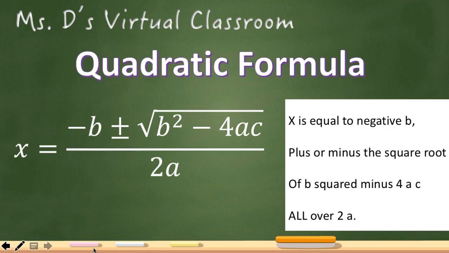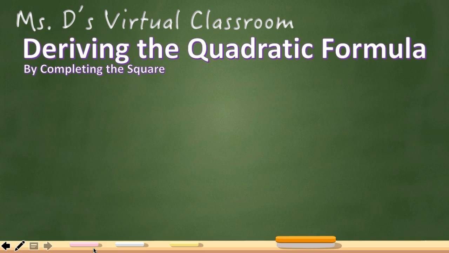Now that you have the formula, I'm going to show you how it was derived by completing the square. And then I'll model a couple of problems for you guys. Give yourself a lot of space to write all of this down, annotating as we go so you remember what we did. Remember, the standard form for quadratic functions is y equals ax squared plus bx plus c.